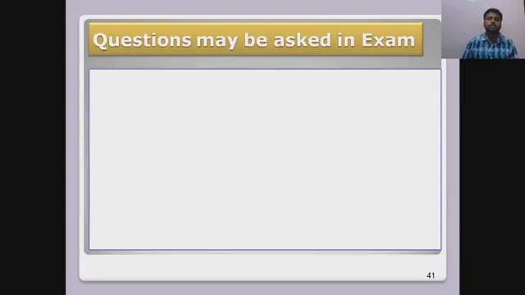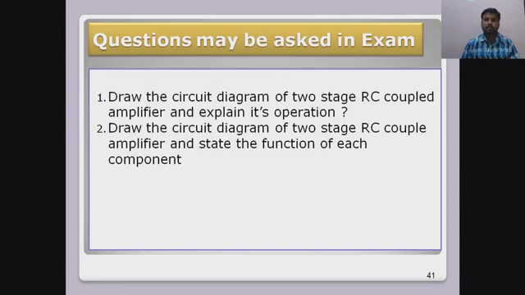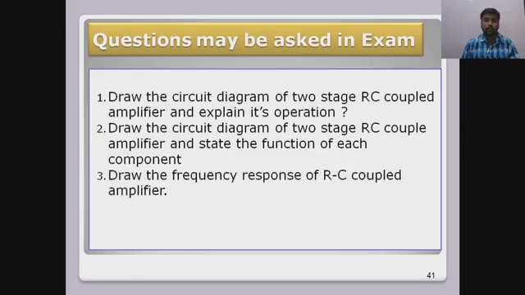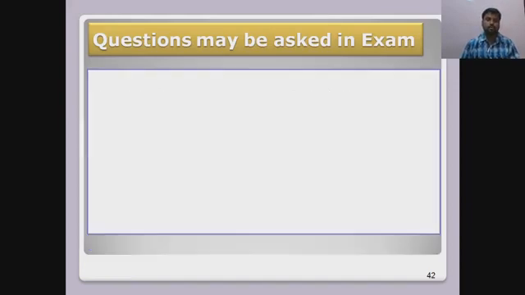The questions which may be asked in the examinations. Draw the circuit diagram of a two-stage RC coupled amplifier and explain its operation. Draw the circuit diagram of a two-stage RC coupled amplifier and state the function of each component. It can be asked in these two different ways. And draw the frequency response of the RC coupled amplifier. Explain the frequency response of the RC coupled amplifier. These are the questions which may be asked in the examinations.